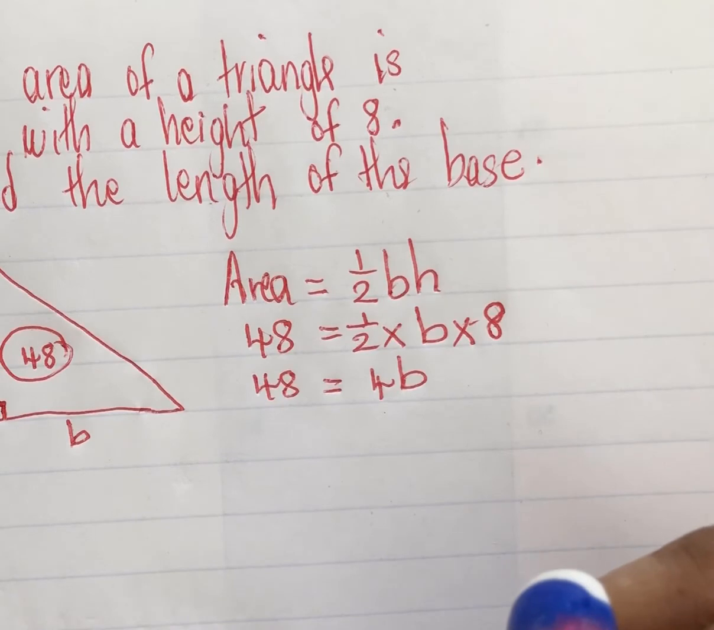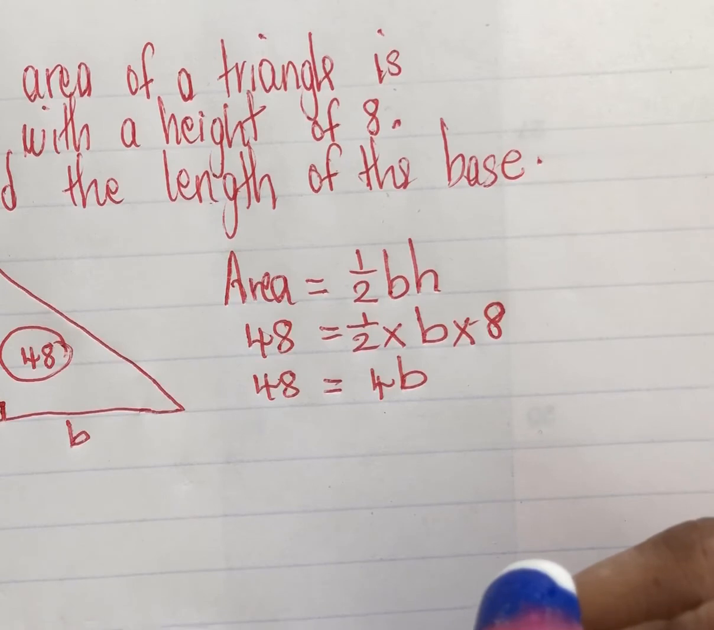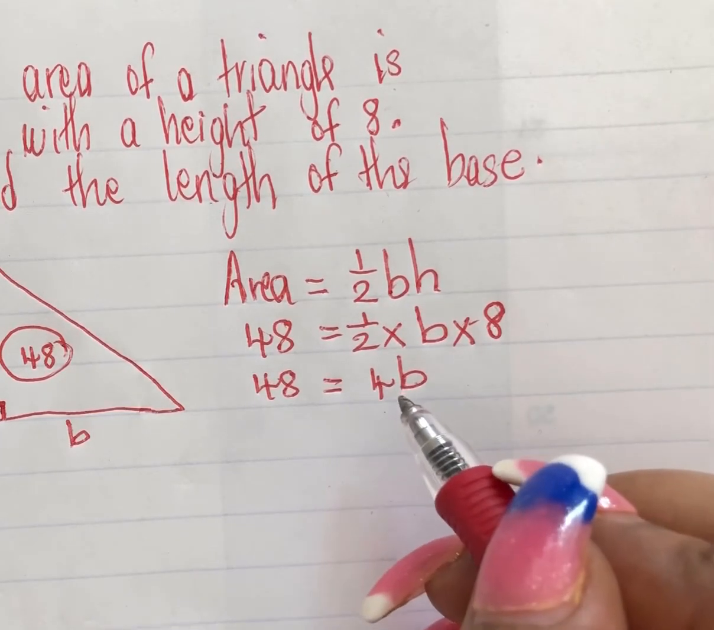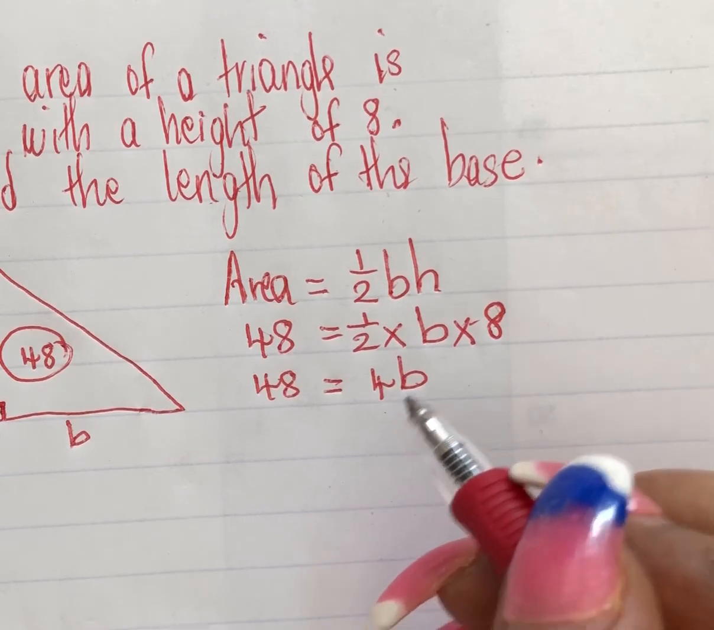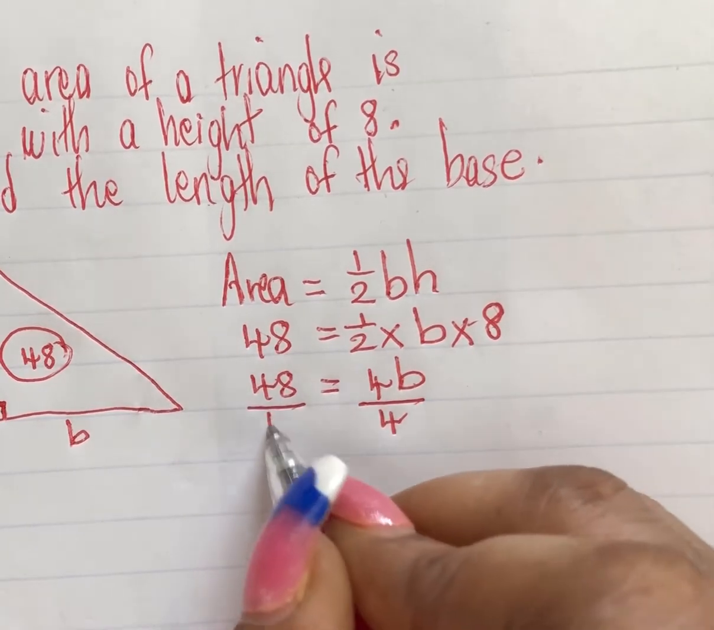But I need b by itself. I need the value of b to be 1, but the value of b in this case is 4. So, what do you think we should do? We do the opposite of what we see. 4b means 4 multiplied by b. The opposite of multiplication is division.